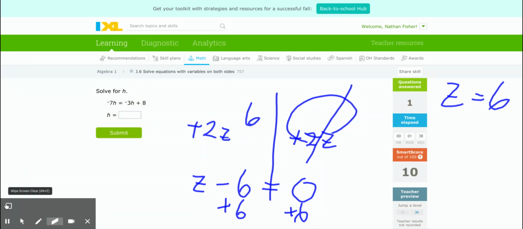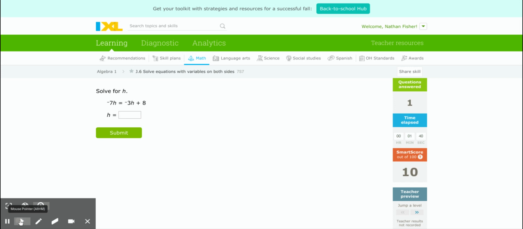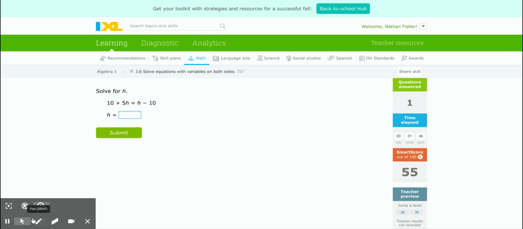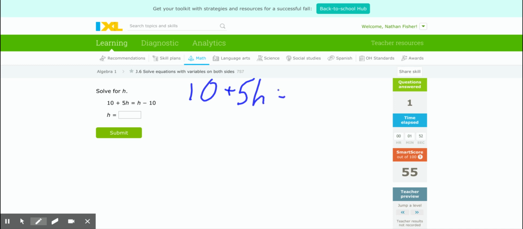Okay, let's look at another one. Let's jump ahead a little bit, and then this will be the last problem, I think. Let's go with this one. So I have 10 plus 5 times h equals h minus 10. I'm going to try to get all my constants to the right and variables to the left.